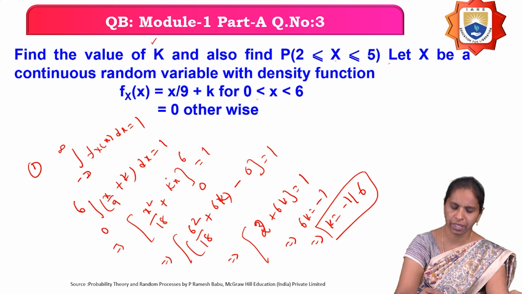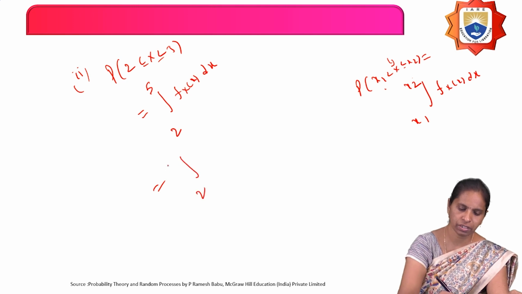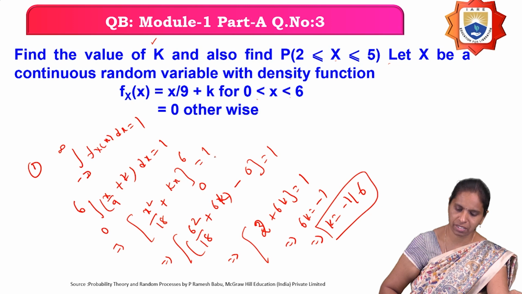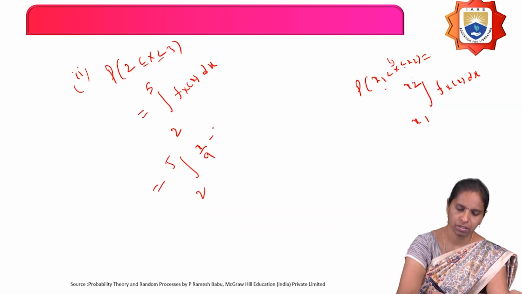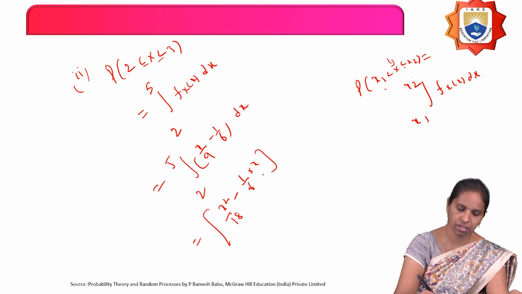So from 2 to 5, what is fx(x) here? x/9 plus k. What is the k value here? Minus 1/6. So minus 1/6 into dx equals, now integrate this function with respect to x, you will get x²/18 minus 1/6 into x, and the limits are from 2 to 5. Now substitute the upper and lower limits, then what can you obtain here?